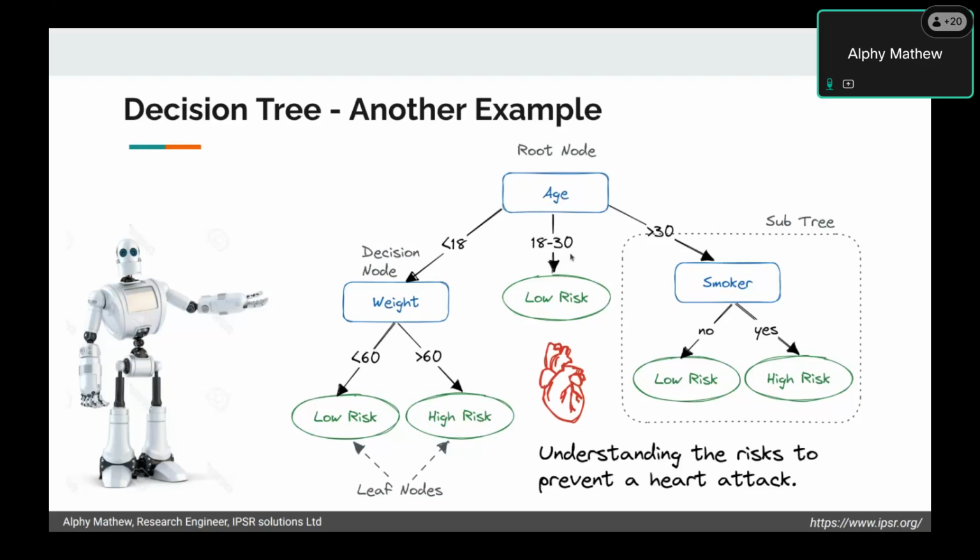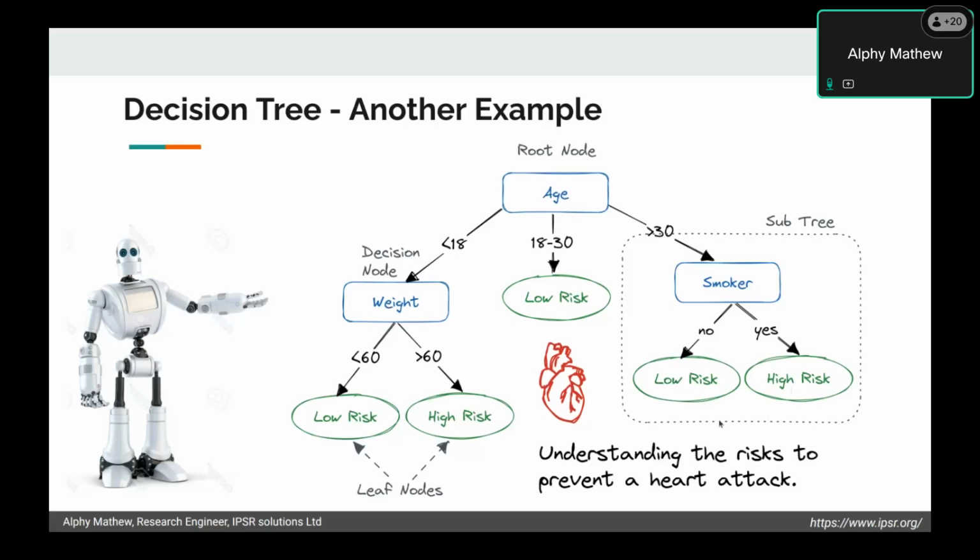Exactly like that, if the age is between 18 and 30, then the risk is low. Coming to age greater than 30, if he or she is a smoker, then there is a high risk of heart attack. If he or she is not a smoker, then there is a low risk of heart attack. So inside this tree, we can see small trees. Those are known as subtrees.